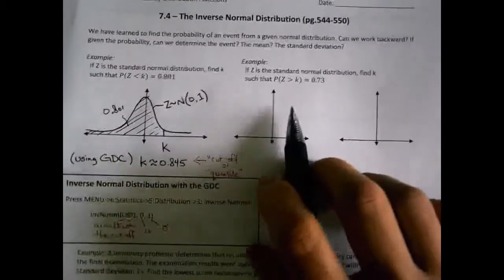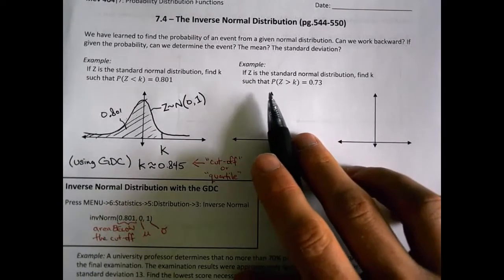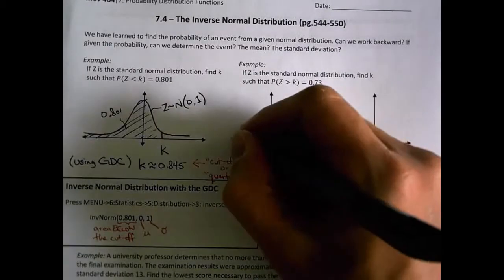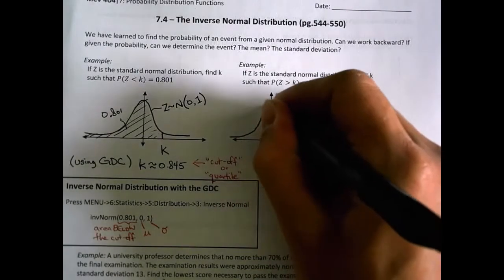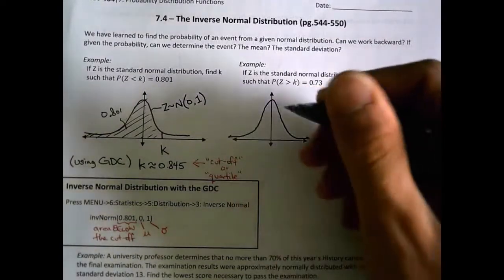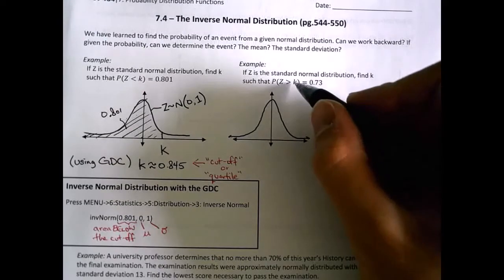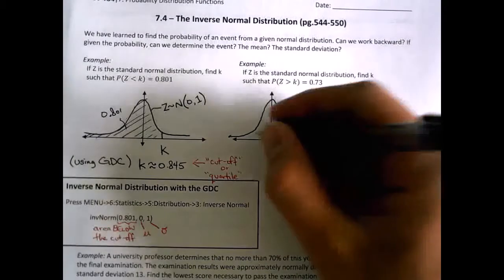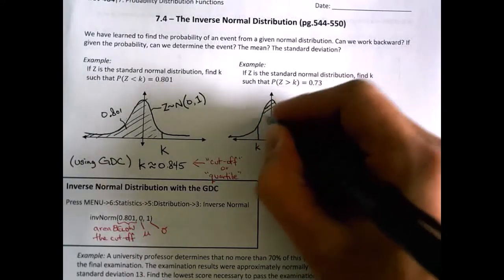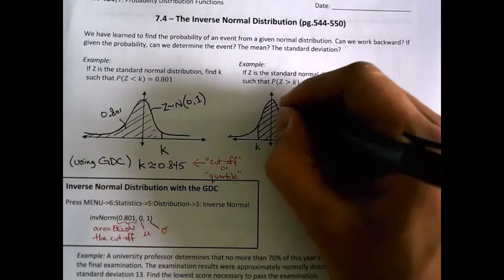Okay, let's do another question. If Z is a standard normal distribution, find K, the cutoff, such that the probability that Z is greater than the cutoff is equal to 0.73. So if I were to draw this probability distribution, it looks something like this. It's not a very good one. And okay, so we need the probability to be greater than some cutoff, and it's over 50%. So my cutoff has to be here, because we're talking about everything to the right, everything greater. This is going to be 73%.